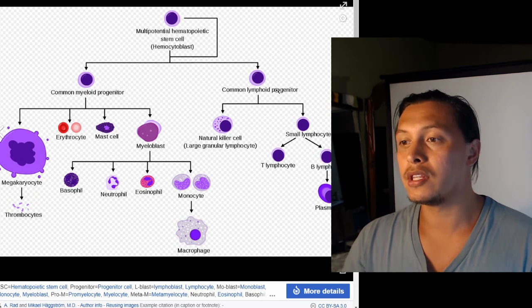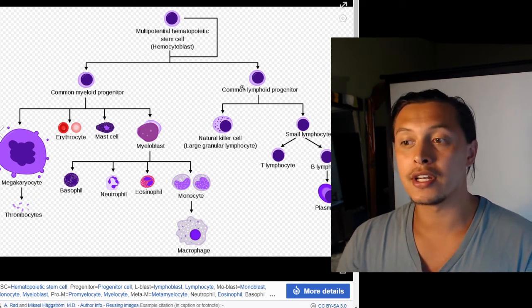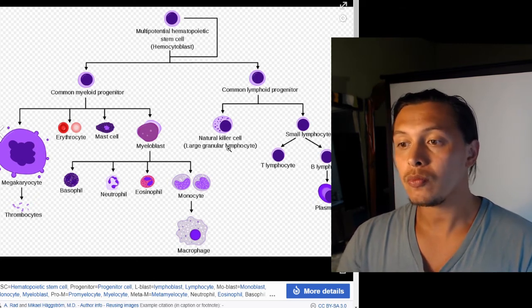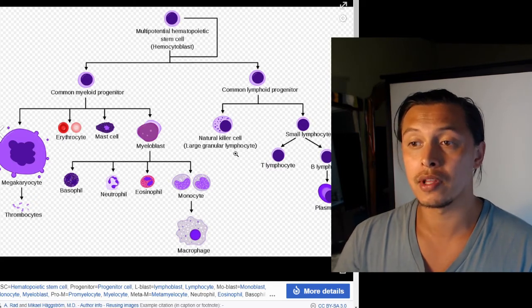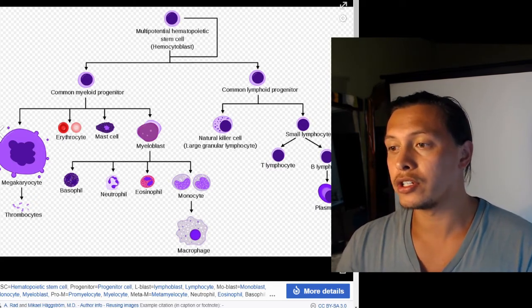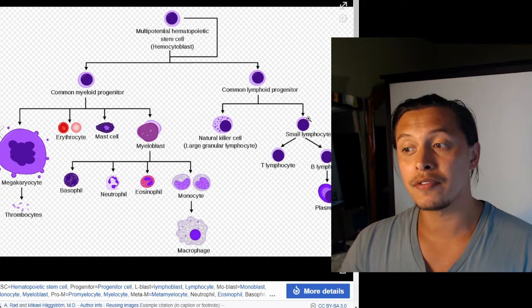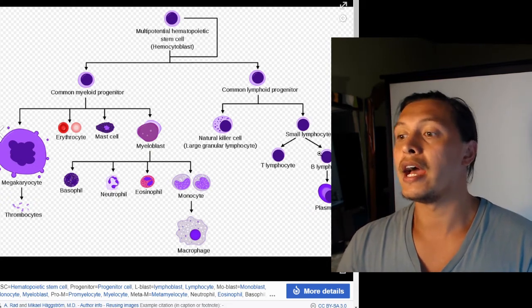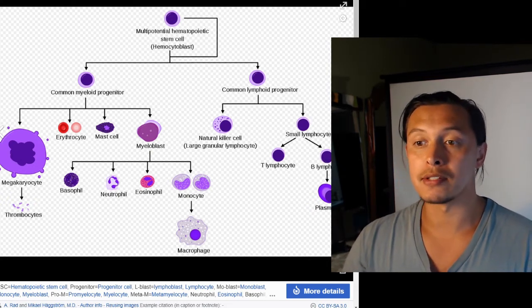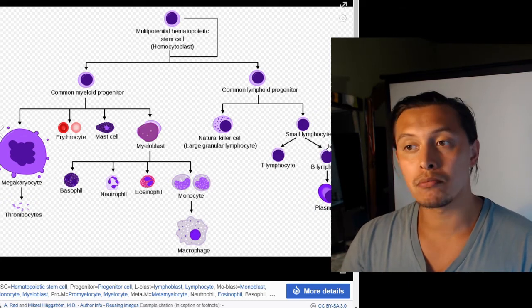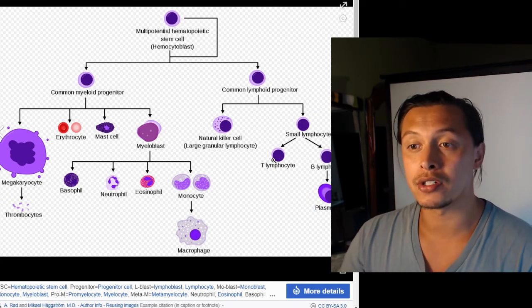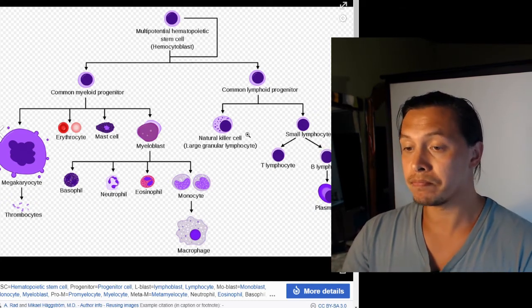And so these lymphoid progenitors can turn into the natural killer cells, which are large granular lymphocytes, or they can turn into the small lymphocytes, where you can get the T lymphocytes and the B lymphocytes. And the B lymphocytes can also turn into the plasma cells as well. So this is one branch that they can go to, being a part of the lymphoid system.